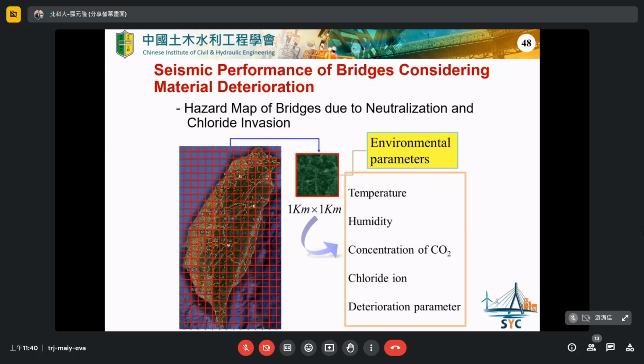And also the other problem is the durability problem. As you can see, Taiwan is located in a subtropical climate zone. So the humidity and the temperature are high. So it is very easy for the material to deteriorate. So we usually consider the long-term damage of reinforced concrete bridges due to neutralization and chloride invasion. So we divided Taiwan's land into a grid of 1 kilometer by 1 kilometer, and we collected all the weather parameters related to the deterioration situation.